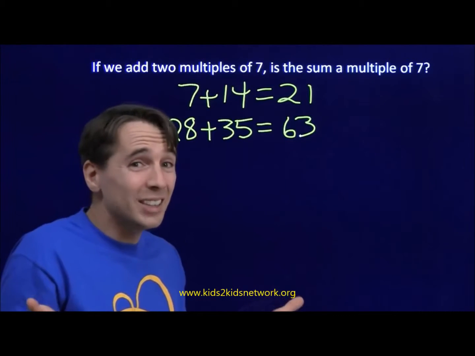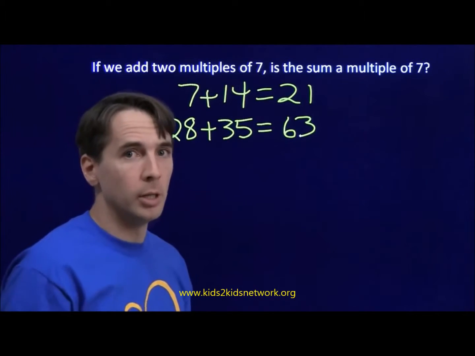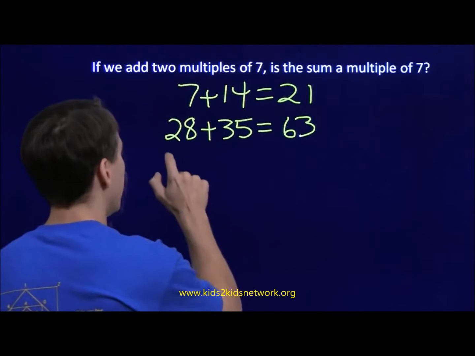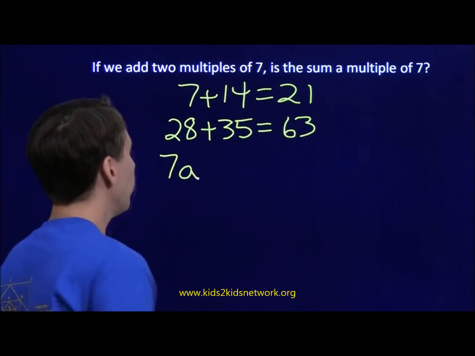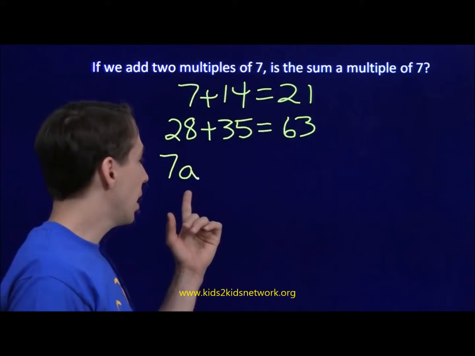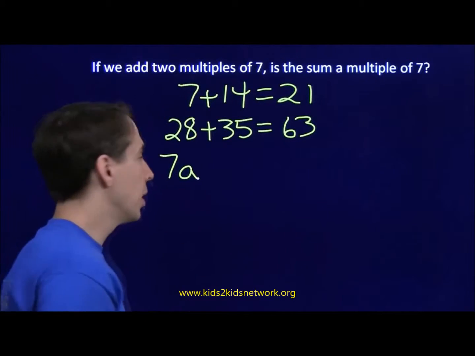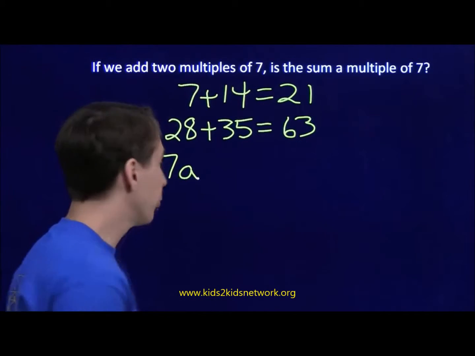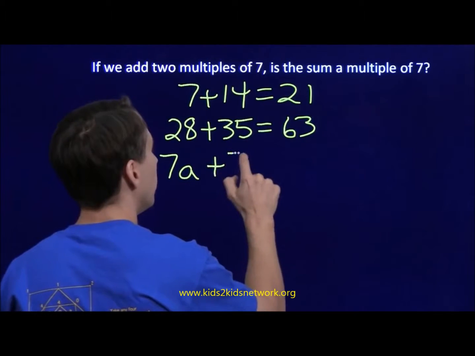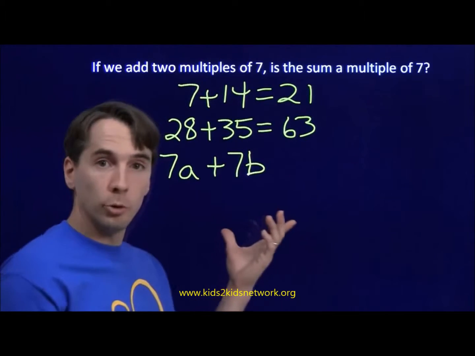A multiple of 7, that just means 7 times some number. Some number, that's a variable. So we can write a multiple of 7 as 7 times some number, the variable a. Well, we need two multiples of 7, so we'll need another variable. 7b will be our other multiple of 7.